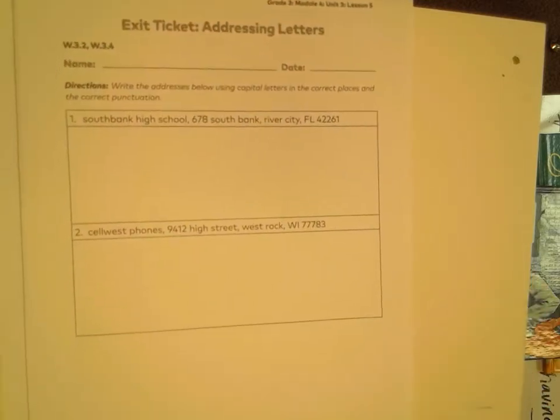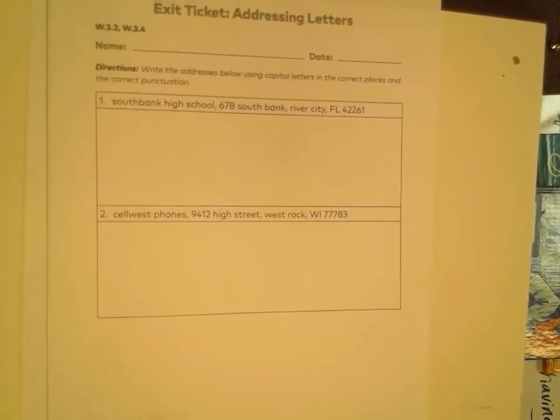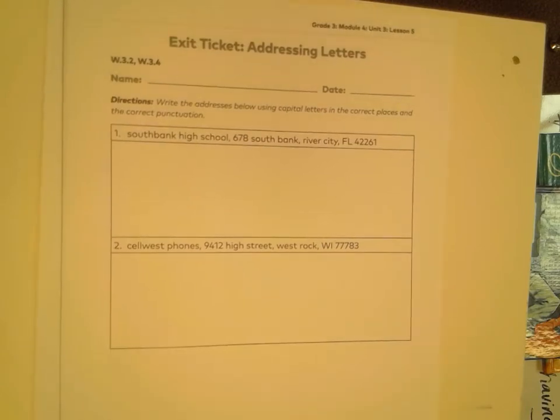So we are taking today, since you wrote those letters, if you were really writing them on real paper, then you definitely would need to know how to do that. So you're going to get your EL workbook, if you haven't already, and you're going to turn to page 103. So go ahead and look for that for me. And you will notice it says exit ticket addressing letters. We're going to do this set together, and then your assignment is to do another page and take a picture of it and send it to me on your own.